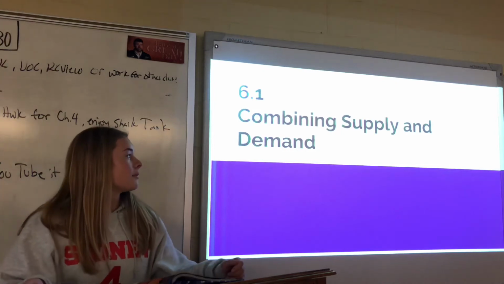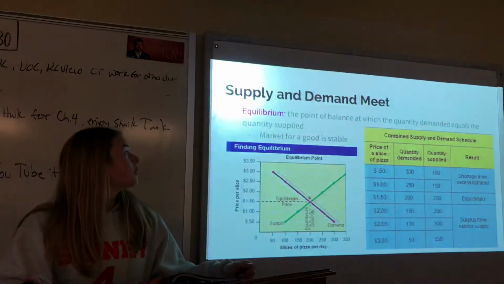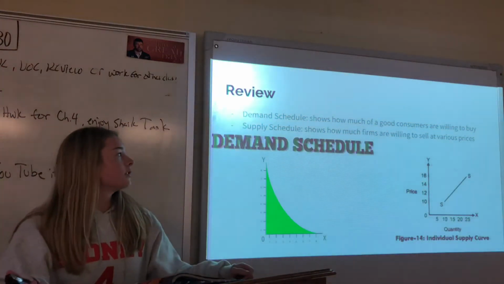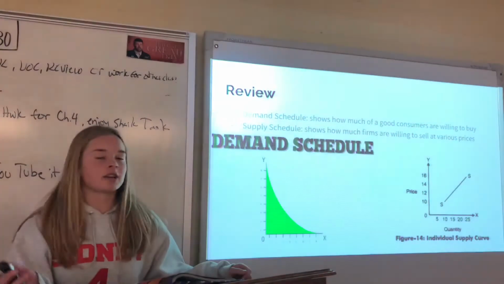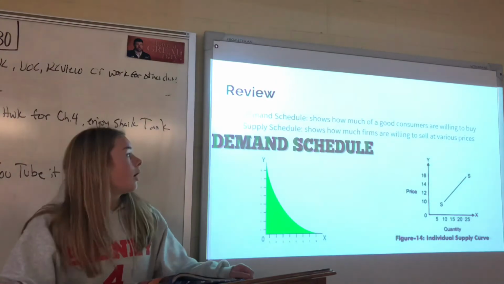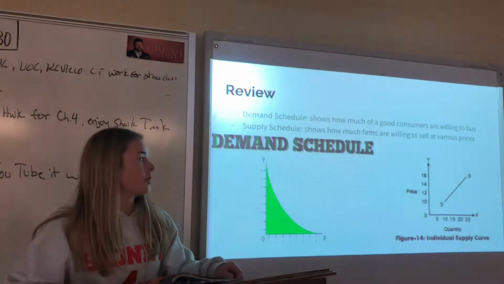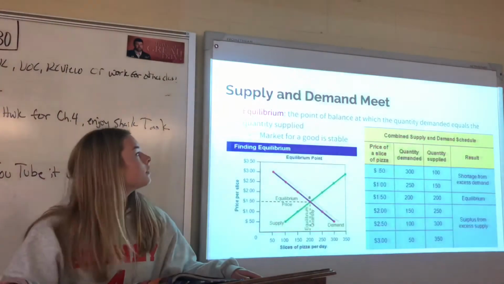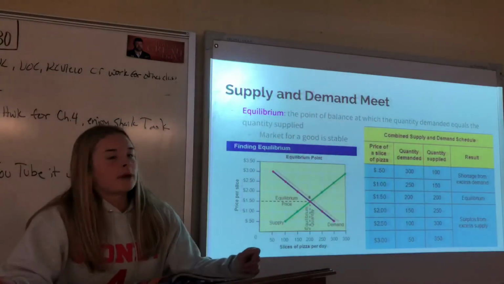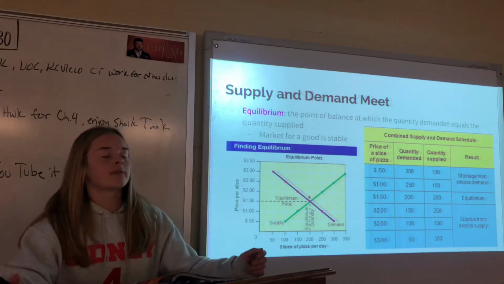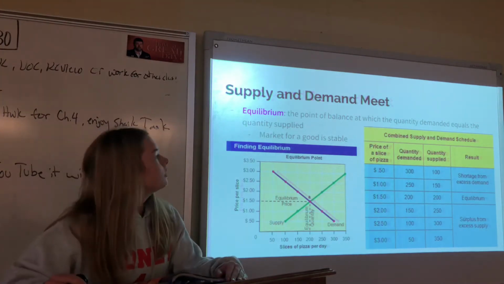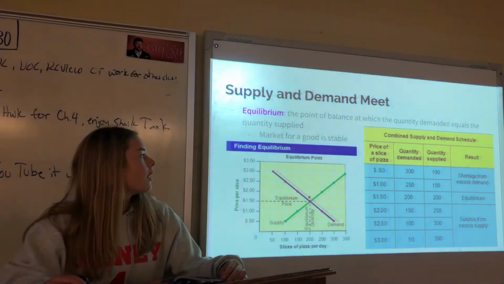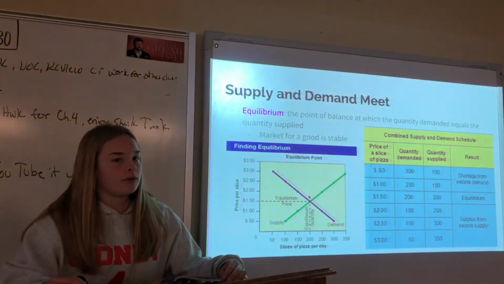6.1, combining supply and demand. So, the review from the last chapter: the demand schedule shows how much of a good a consumer is willing to buy, while the supply schedule shows how much the firms are willing to sell at different prices. This section talks about equilibrium, and that's where supply and demand meet in the middle. And when equilibrium is there, the market for a good is stable.